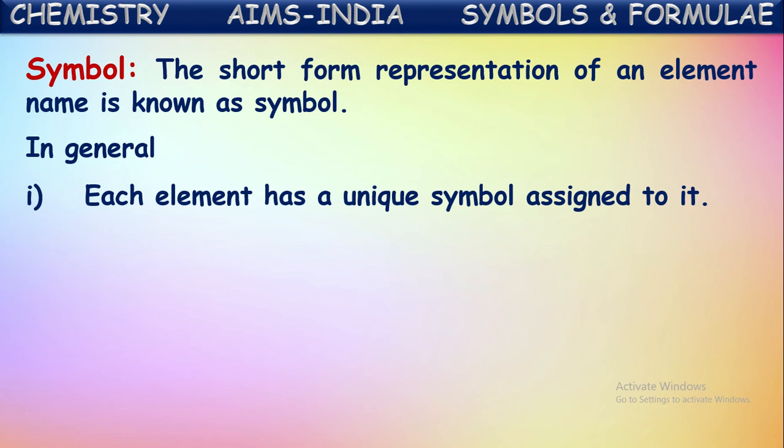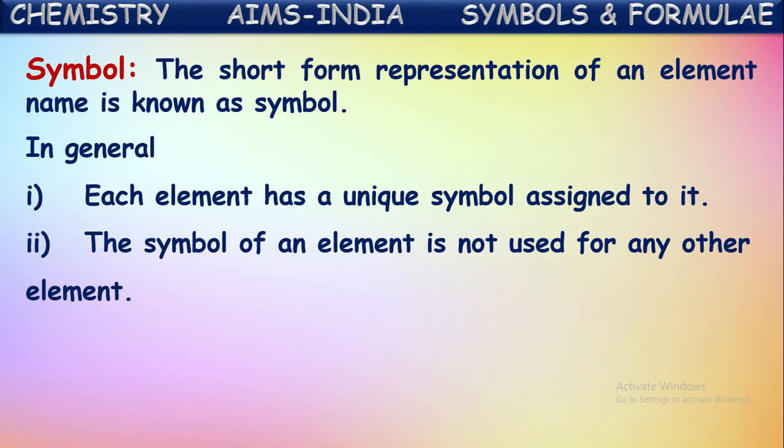Generally, each element has a unique symbol assigned to it. No two elements have the same symbol. All the elements have their own unique symbol. The symbol of an element is not used for any other element. Each and every element has its own symbol.